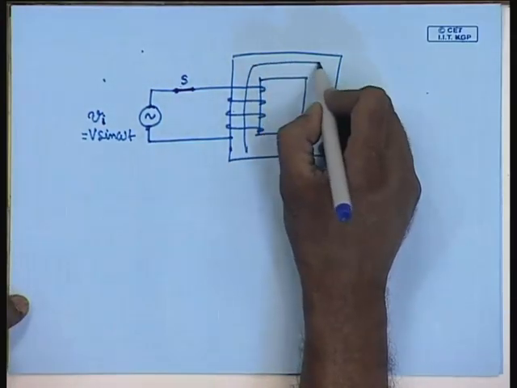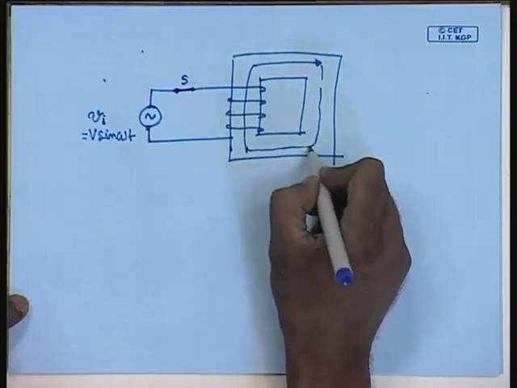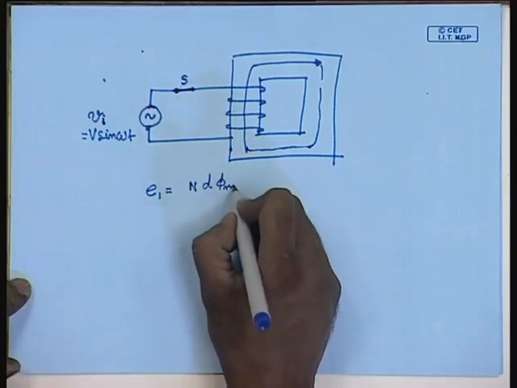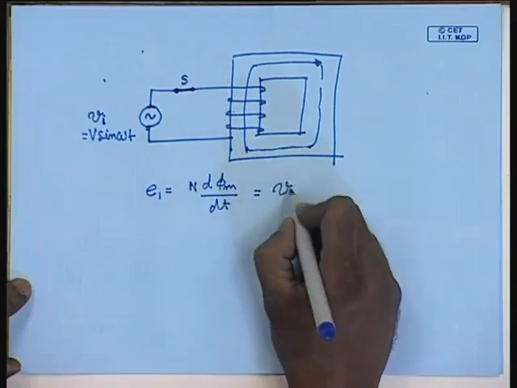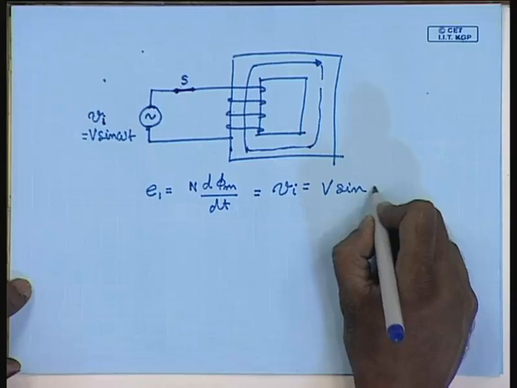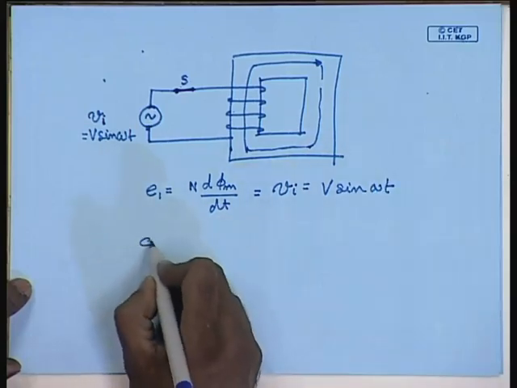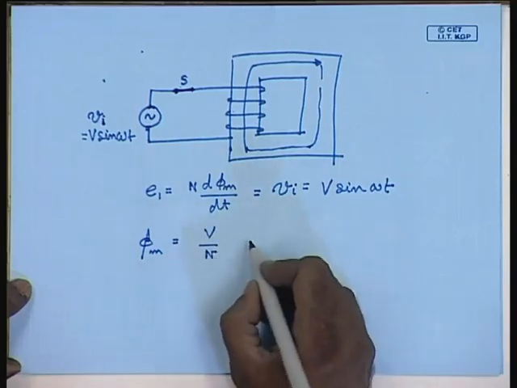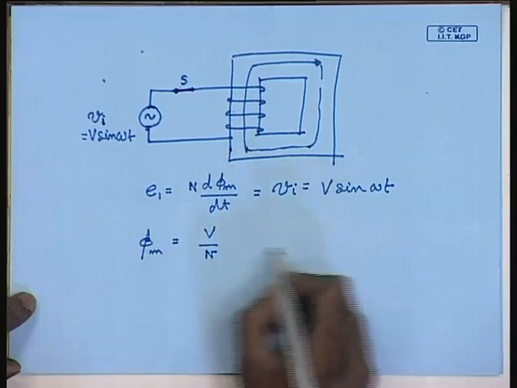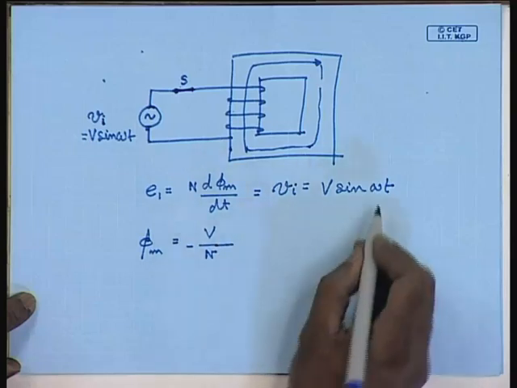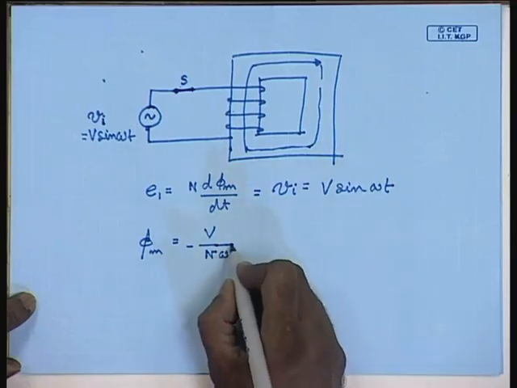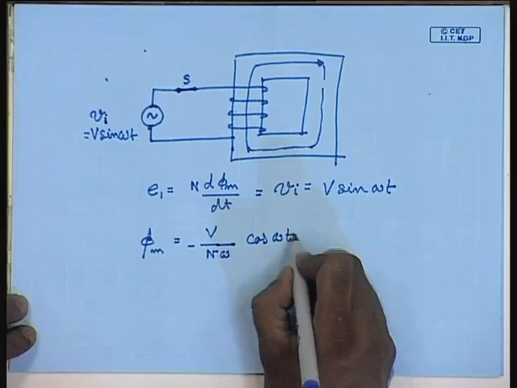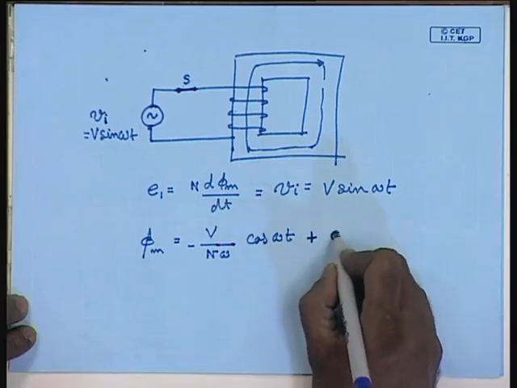If we neglect the transformer winding resistance, then we can write e equal to N d phi m dt equal to Vi equal to V sin omega t, or phi m equal to V by N times the integral, which is minus V by omega N cosine of omega t plus a constant of integration.